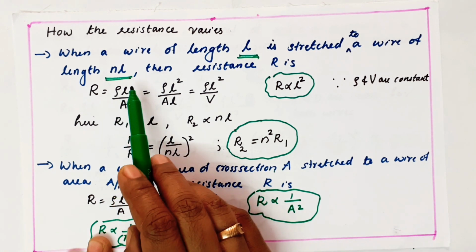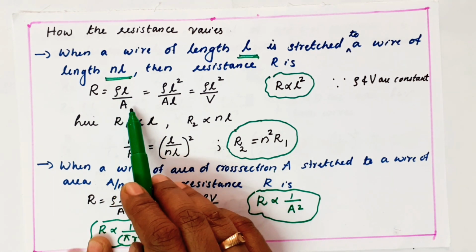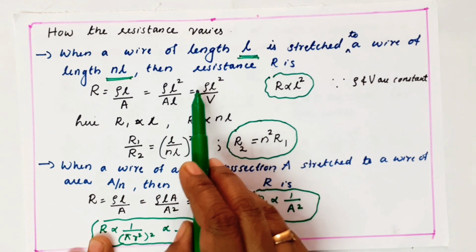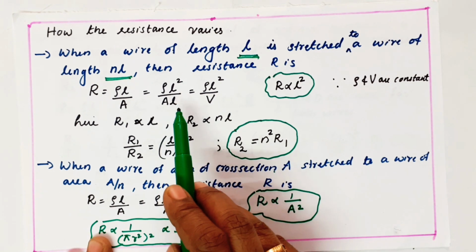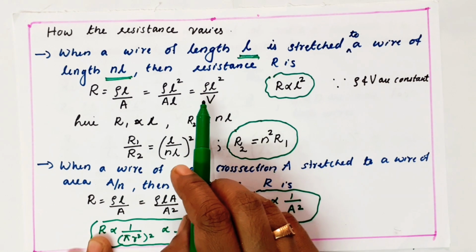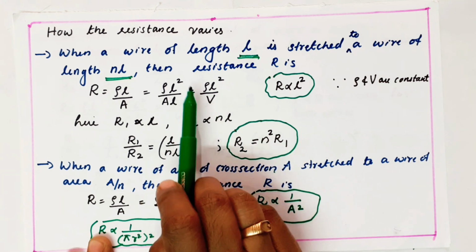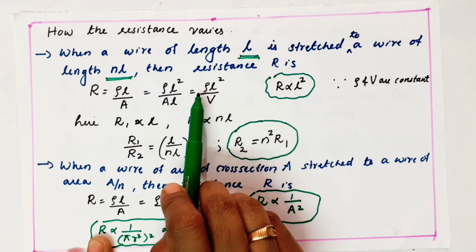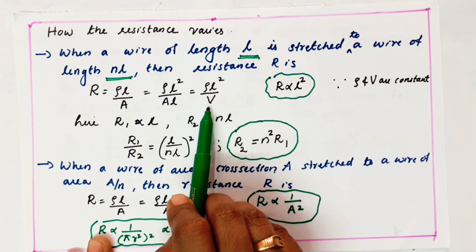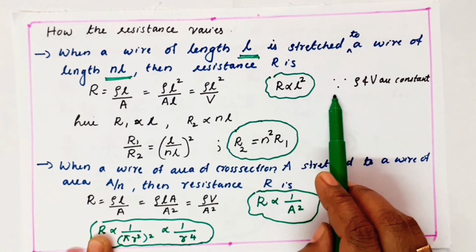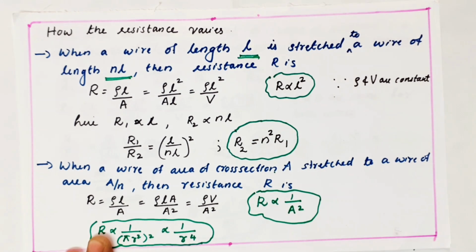After that, I am multiplying numerator and denominator with L. So rho L square by AL. That is rho L square by AL. Area into length is called volume. Now I know that even if I am stretching, rho depends upon the resistivity of the material, and the nature of the material never changes. V is not changing. So I can write R is proportional to L square because rho and V are constant.